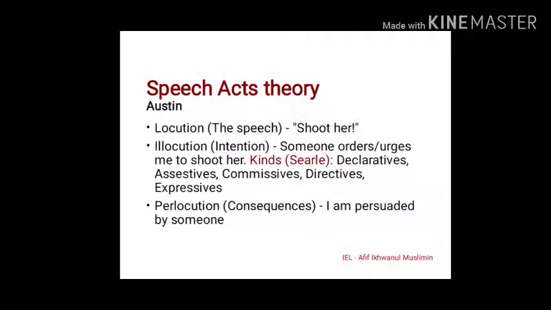According to Searle, there are types of illocutions. The first is declarative. Declarative means that someone declares something, like "I pronounce you husband and wife." So it means that this statement already makes the man and woman now groom and bride. The second one, assertive. Assertive means someone's belief in something. For example, someone says, "I call you a liar." So it means that someone already believes that he or she always lies.